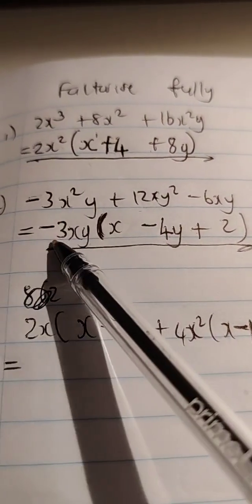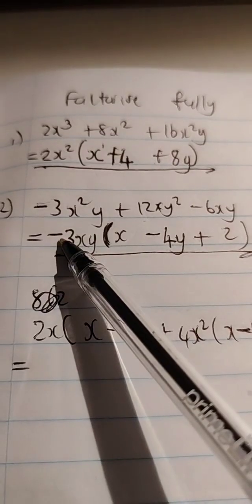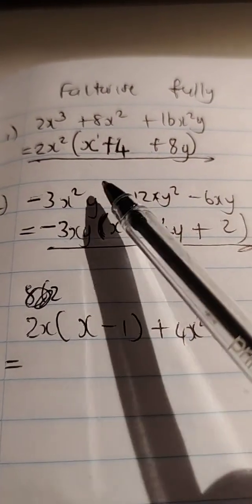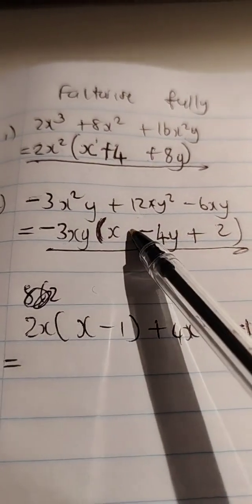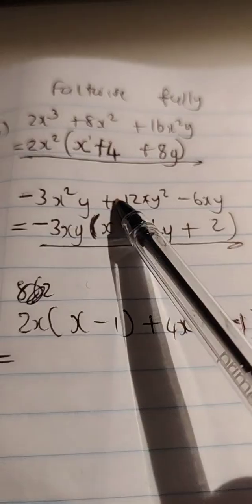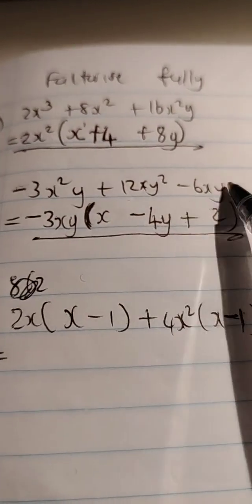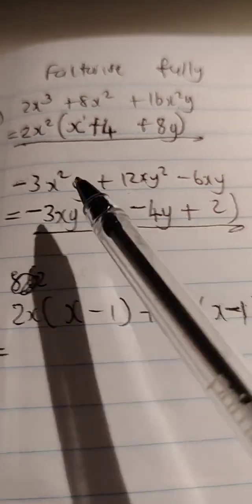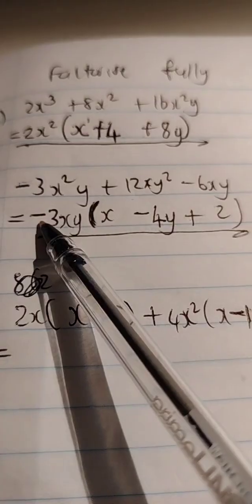All right. Now, because I took out a negative sign, guys, that means all the terms inside the bracket are going to change. This term was negative, the first one, but now it won't be negative, it will be positive. The second term was positive, now it will be negative. The last term was negative, now it will be positive. Okay, because I took out a negative sign.